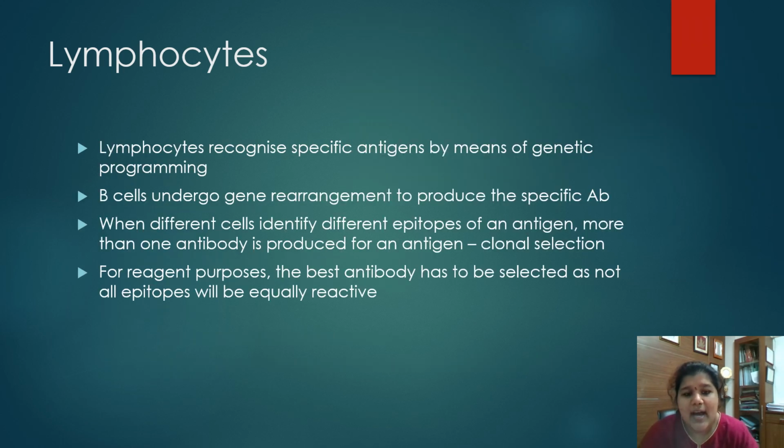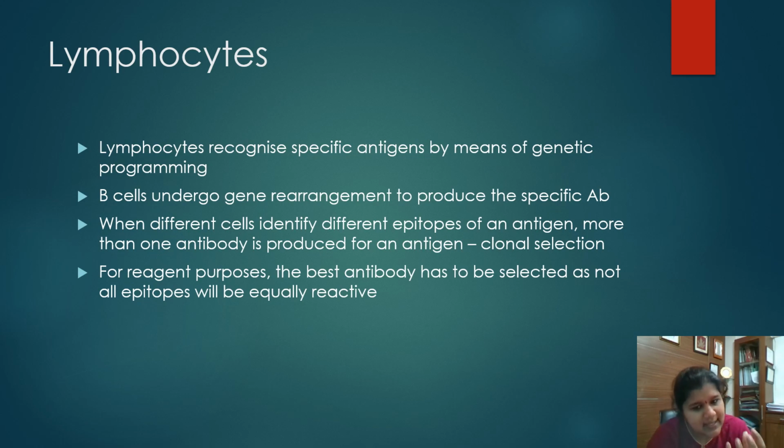So lymphocytes are capable of recognizing specific antigens by means of genetic programming. That is, the B cells will undergo genetic rearrangement to produce a specific antibody. So when different cells identify different epitopes of an antigen, more than one antibody is produced for an antigen. That is, there is B cell number A. It identifies an antigen at a particular site. It produces antibody against the particular antigen.